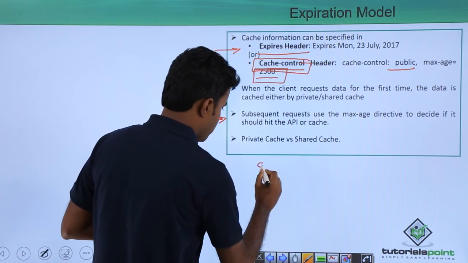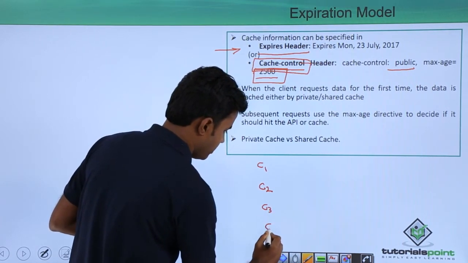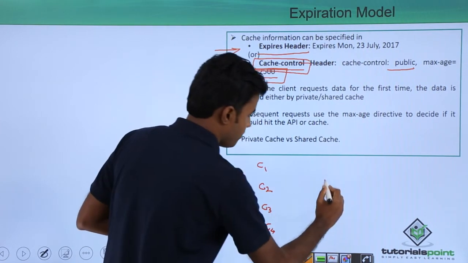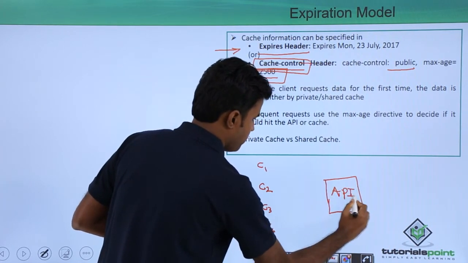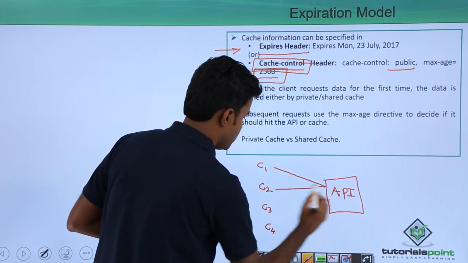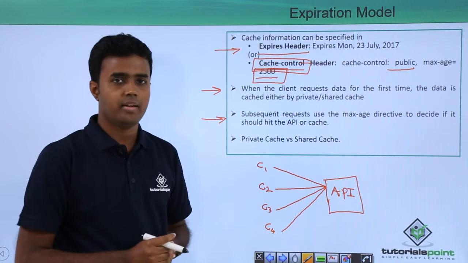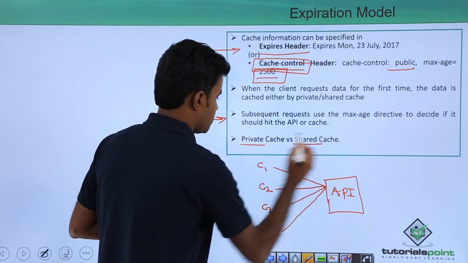Suppose I have 4 different clients, client 1, client 2, client 3 and client 4, and these 4 different clients consume data from the same API. Okay. There is one API which these 4 clients talk to retrieve the data, and assume that all 4 retrieve the same data. We can have private or shared caches.